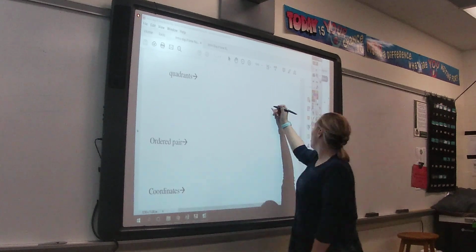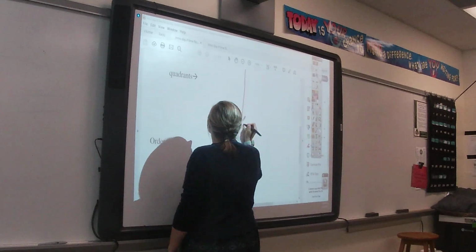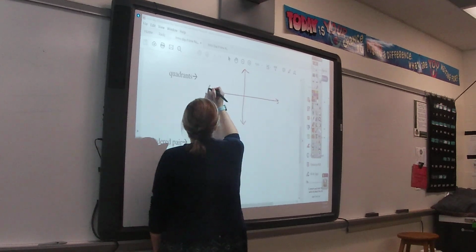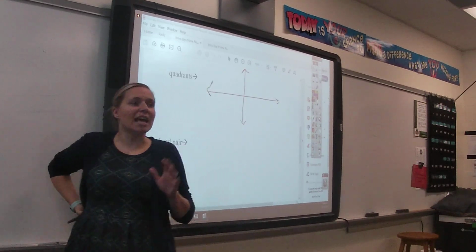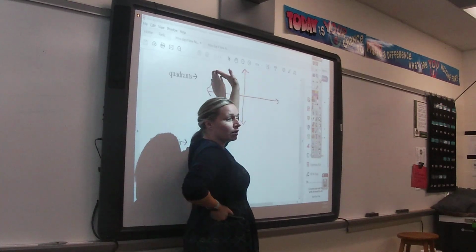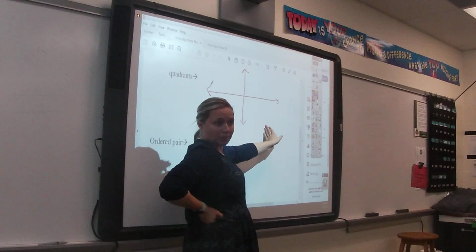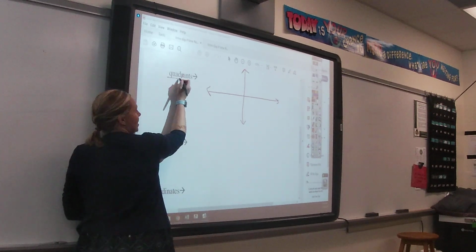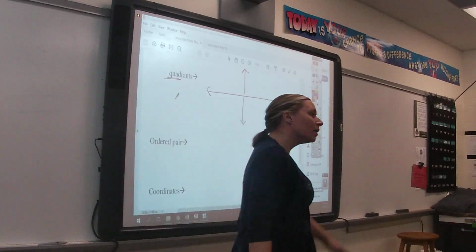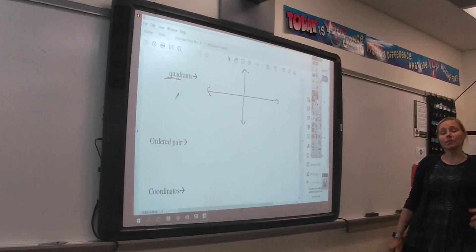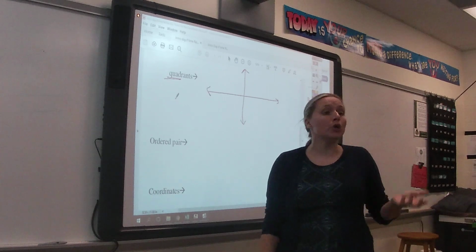When we look at the coordinate plane, can we agree that this is broken up into 4 individual sections? Do we see how we have a section over here, down here, and over here? Okay, those are our 4 quadrants. What does the prefix quad mean? 4. Okay, this is where the word quadrants came from. There are 4 of them. We name them with Roman numerals.